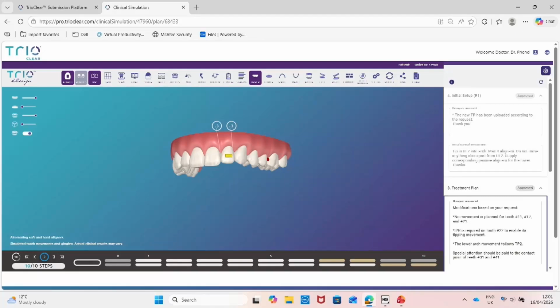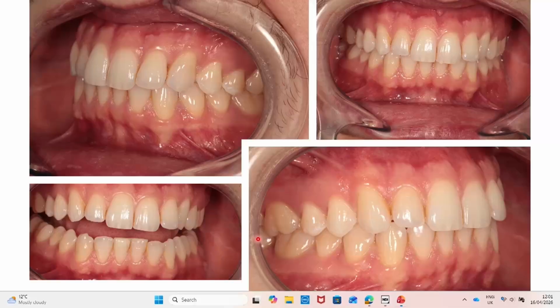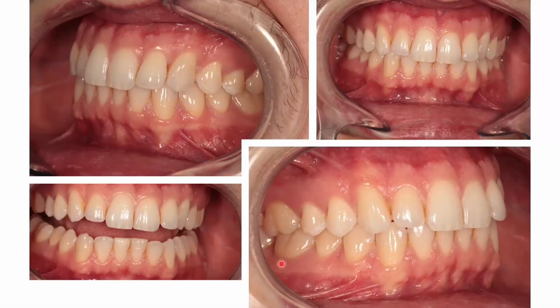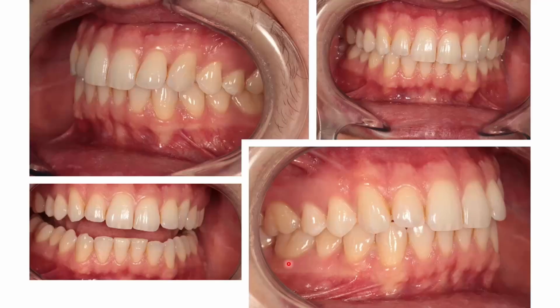So that's a really good example of how we simplify an alignment plan. And hopefully that was useful.